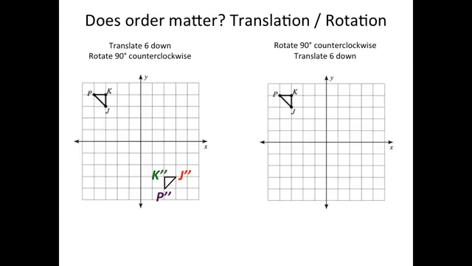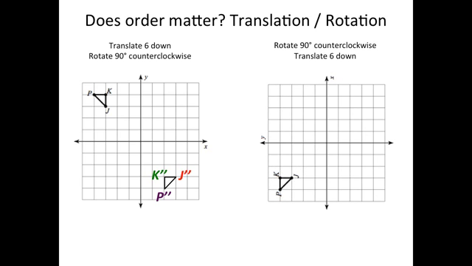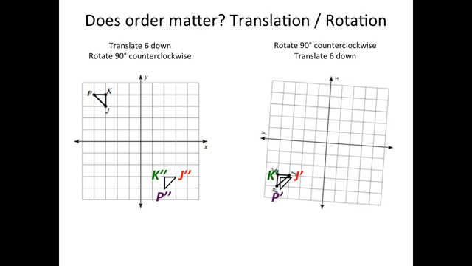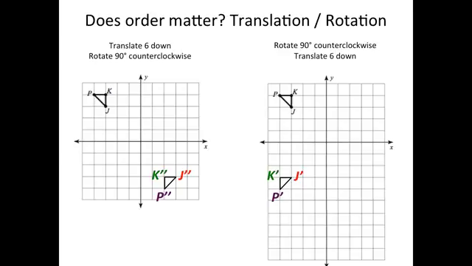Now for the example on the right, we're going to first rotate 90 degrees counterclockwise. Then we're going to put in our points, J on my triangle, put the paper back. Now that I've done that, I need to translate 6 down. To do that, I need to extend my graph paper. 6 down, mark my point, 6 down, mark my point, 6 down, mark my point, draw in my triangle.